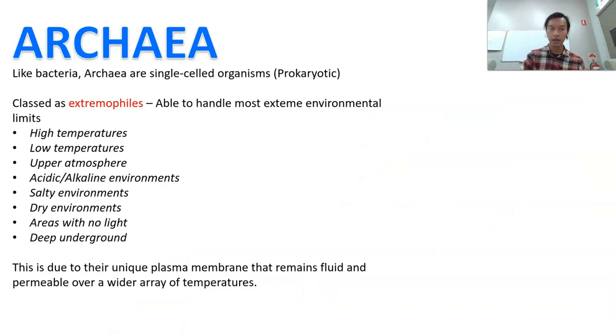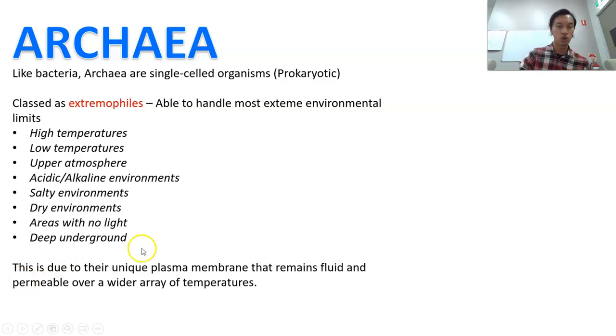Aside from the bacteria, another group of organisms that fall under the prokaryotic branch is the Archaea. Archaea are also simple single-celled organisms that are prokaryotic, and they're usually classed as what we call extremophiles. Extremophiles are able to handle the most extreme environmental limits on our planet. Extreme and phile meaning love, so they love extreme things like high and low temperatures, even in the atmosphere, in acidic and alkaline environments, salty environments, dry environments, areas where there's light, and also deep underground.